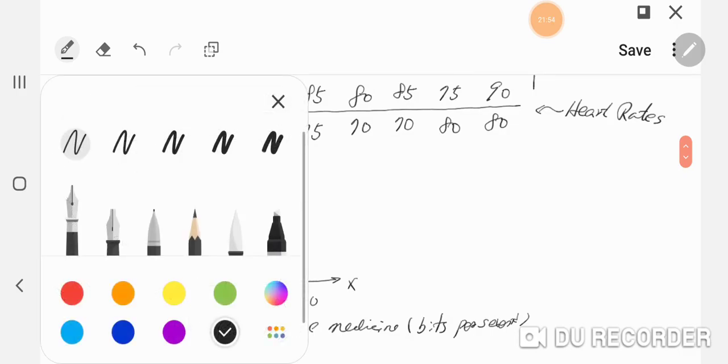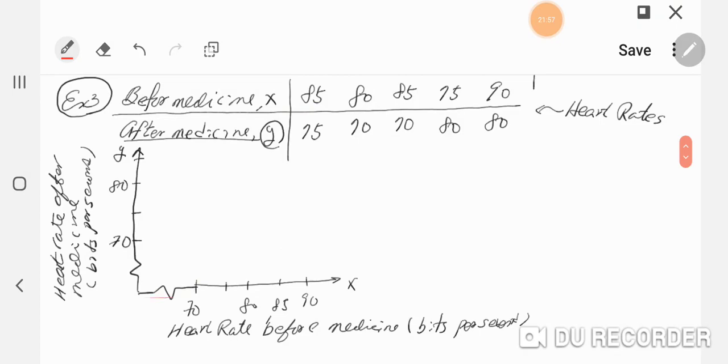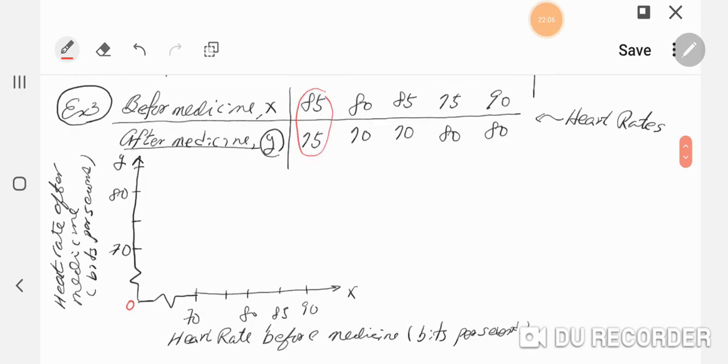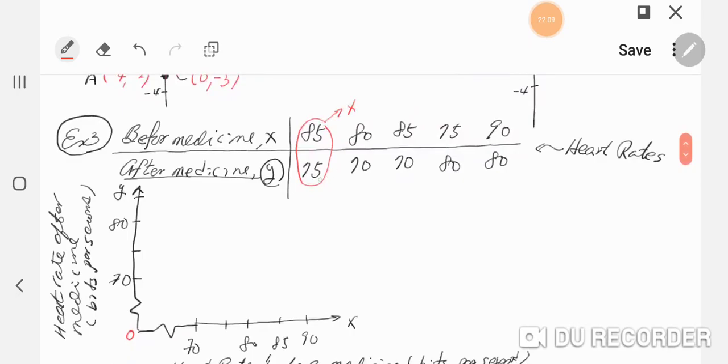Okay, the first data is x is 85. So you go all the way from 0 to 85 on the right over here. And then 75. This is the first data, right? This is the x coordinate, and this is the y coordinate. So y value 75, so move up to 75. So from this 85, 75 is over here. Does it make sense? So this is 85 and 75.